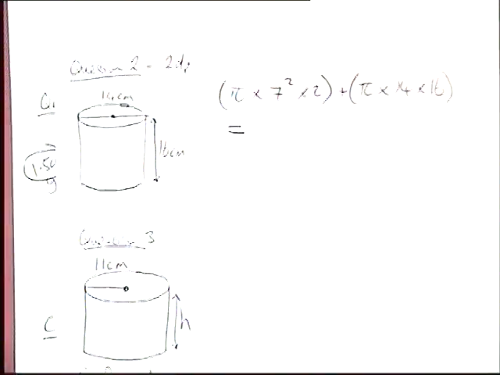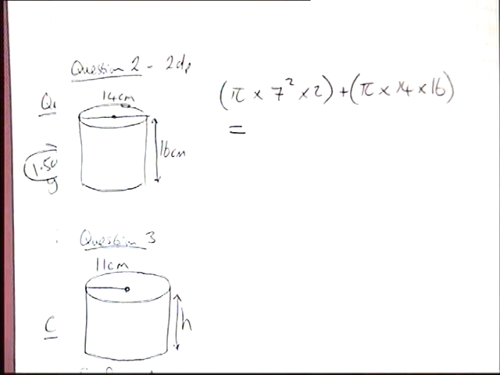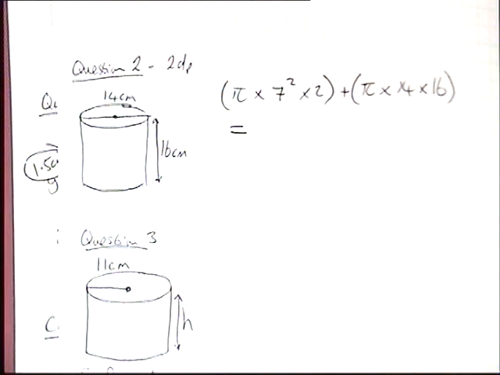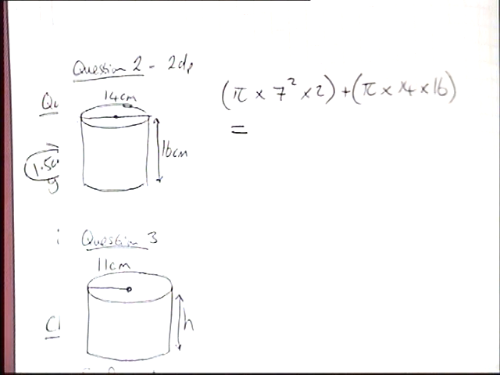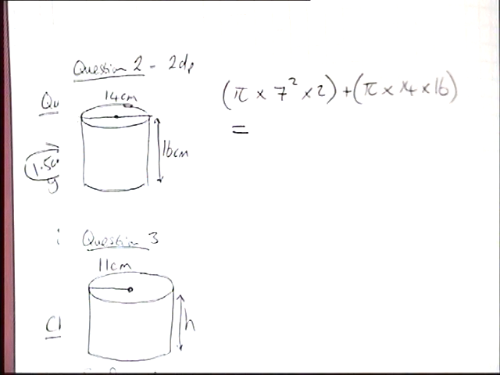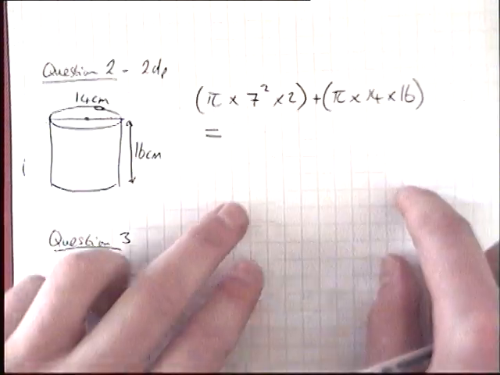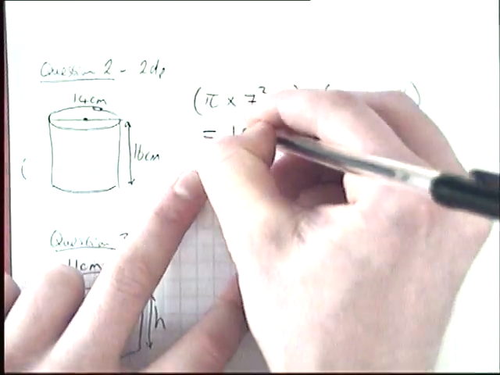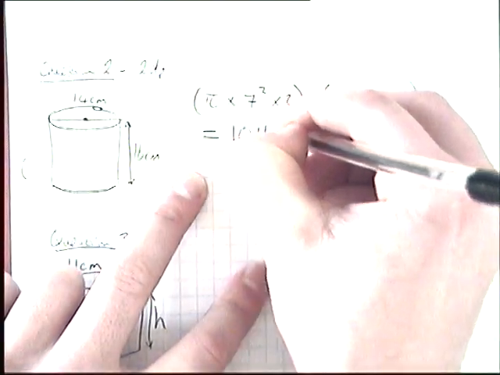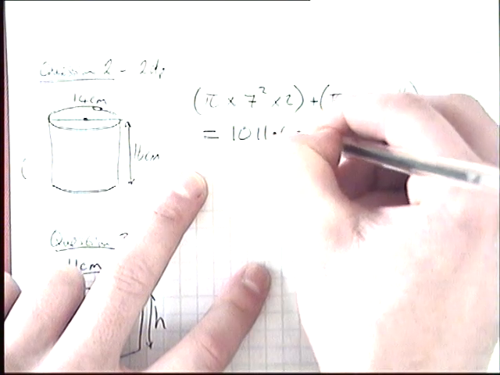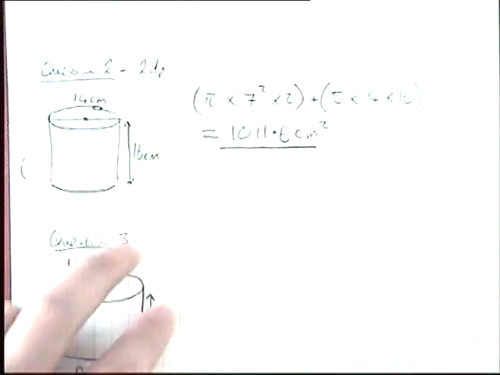So that is what we should have been popping into our calculators. So pi times 7 squared times 2 plus pi times 14 times 16, which gave us a surface area of 1011.6 centimeters squared.